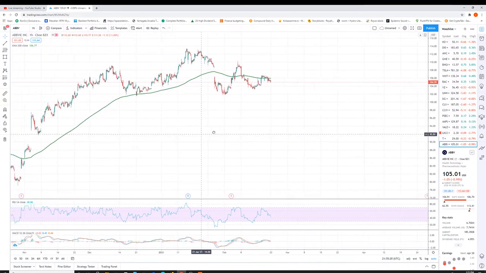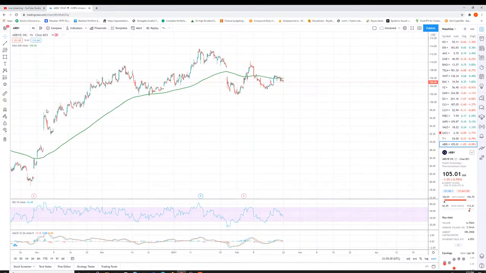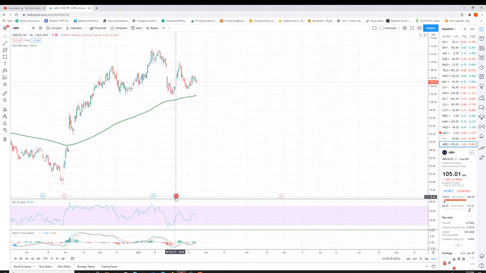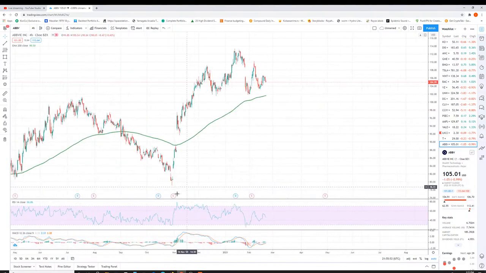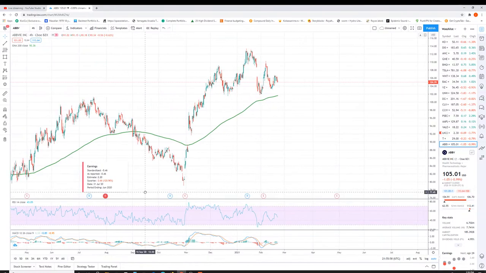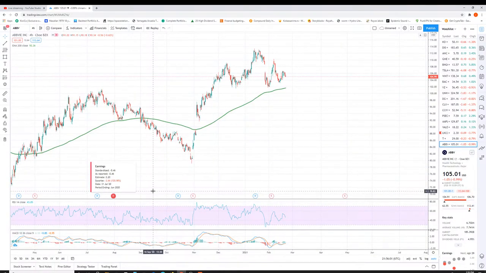One hour chart. Four hours. Earnings just came out. How did they do on the earnings? Ooh, they missed expectations by a penny: 2.84, estimated was 2.85. They beat their last earnings. They beat their other earnings.